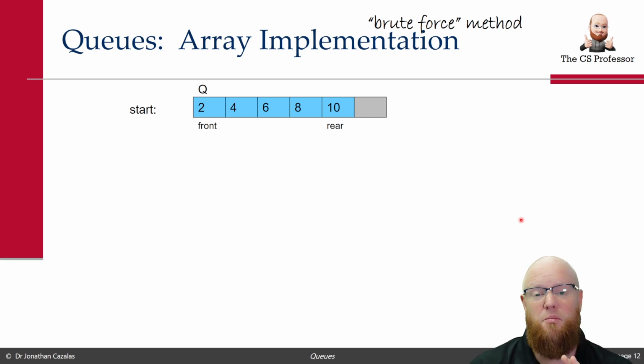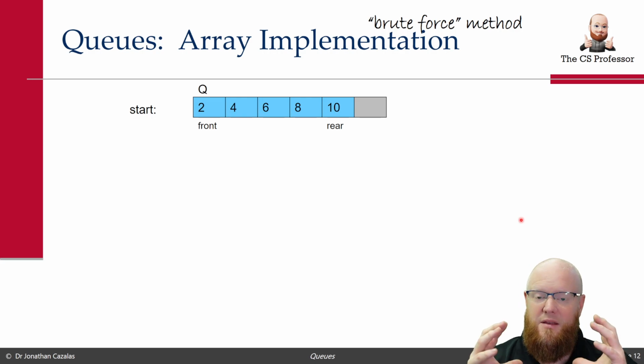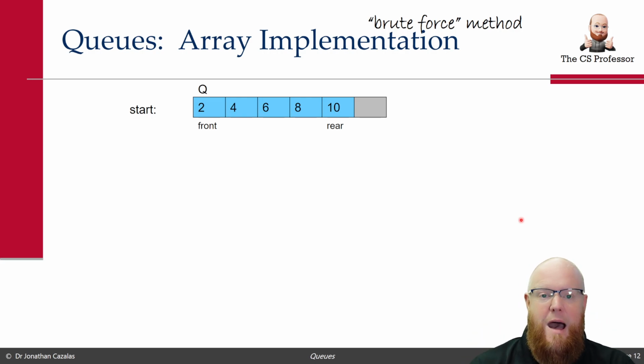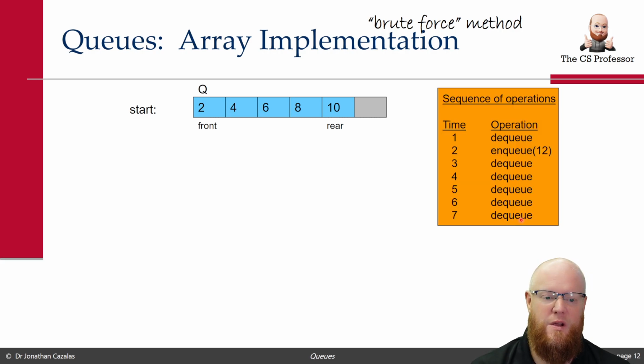I'd like to cover the brute force method. What is brute force? Meaning we're not even thinking about the optimal way of enqueuing and dequeuing. We're just going to show what makes sense, but it might be super slow. That's why it's called brute force. We might be doing a lot of running time here. Let's not worry about that at the moment. Let's just understand what's going on with our front and our rear values.